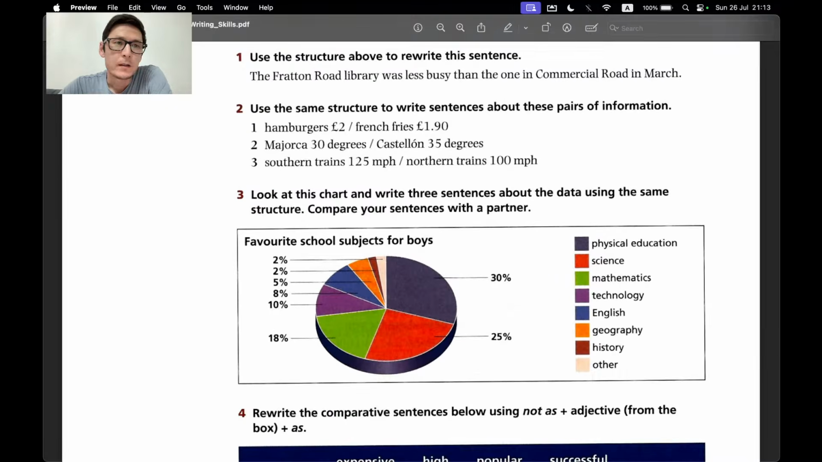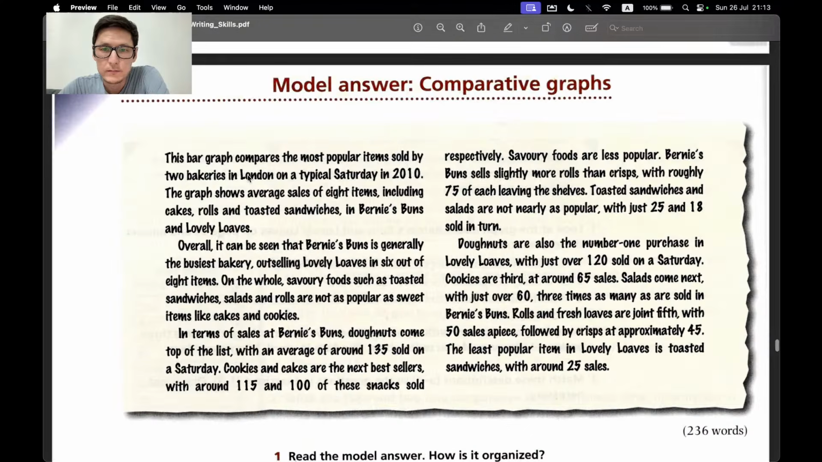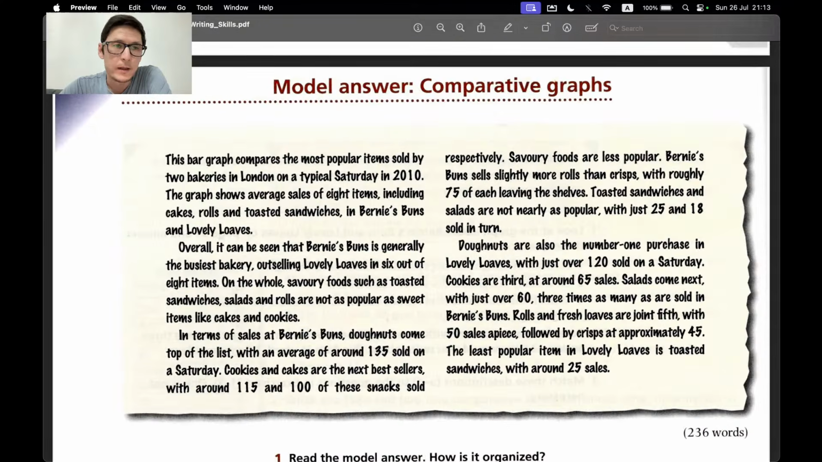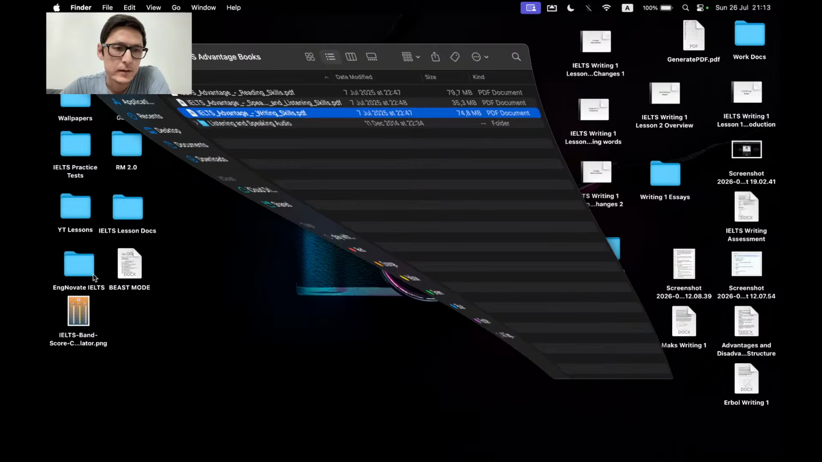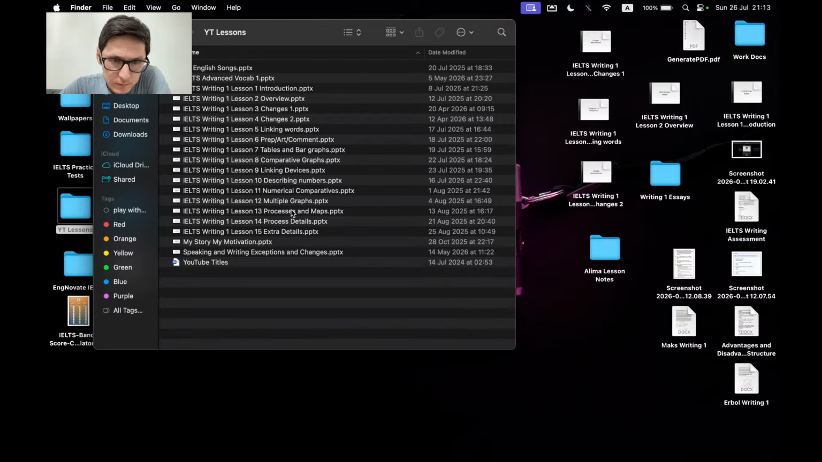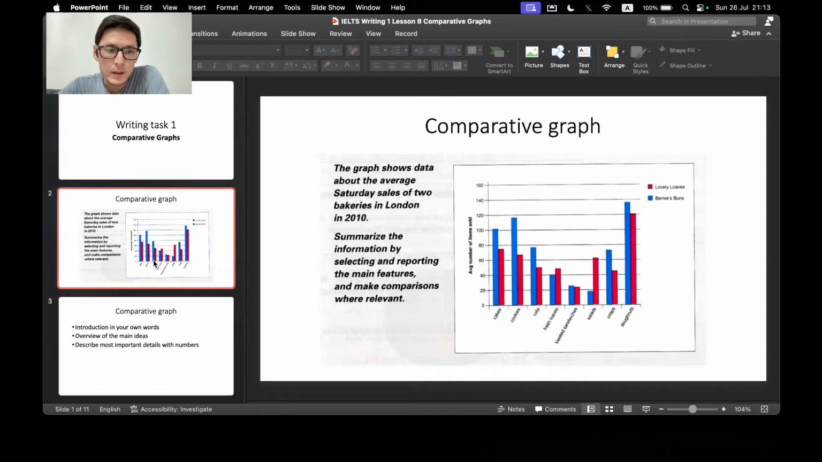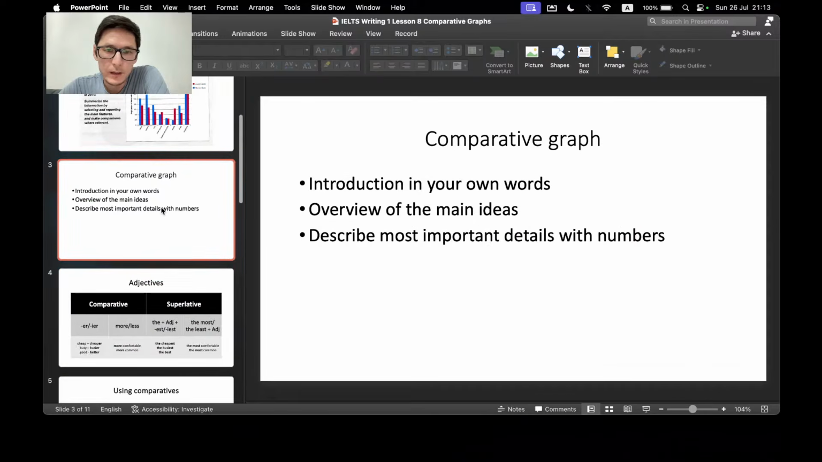So what you should do, usually in this chart, it's the same as this one. Okay, so in a comparative graph, let me just show you the presentation. Just a second. Comparative, multiple or discriminant numerical process. No, not this one. Comparative graphs. Okay, it's loading. So in a comparative graph, you have to write the introduction. The introduction is the same as for the trends graph.